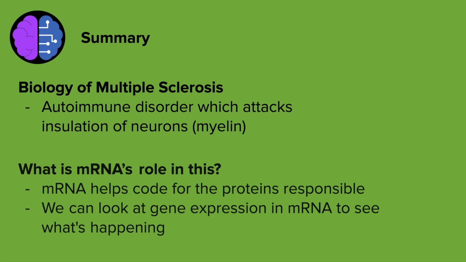Number two, we deeply looked at genetics and discussed how genes are used to create proteins in cells. More specifically, we looked at how mRNA is used to transfer genetic material from the nucleus to the protein factory ribosome. Given this information, we can use gene expression from the mRNA to see which genes are being used in the factory to create the proteins that may cause multiple sclerosis.